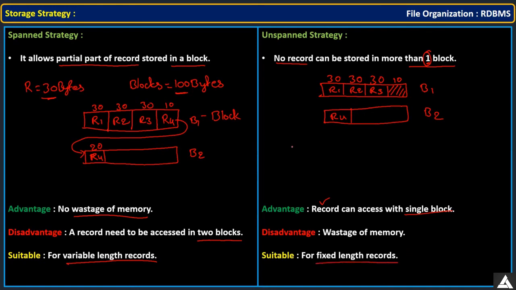So these are the different storage strategies. These strategies are required for whatever mechanisms we are going to see in the coming lectures under file organization. We will simply say that it uses the spanned strategy or the unspanned strategy. Based on that, try to visualize how records are stored in the blocks.